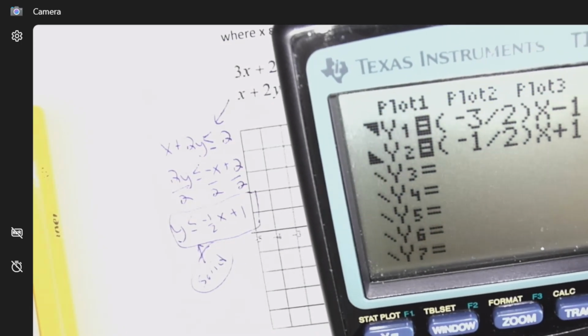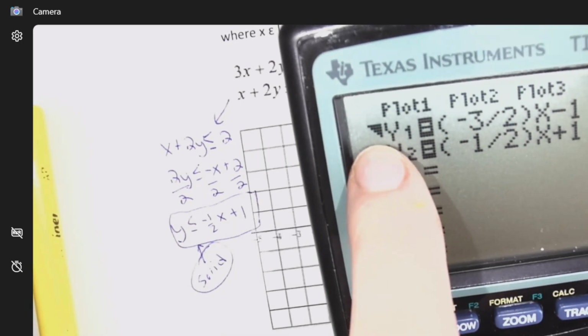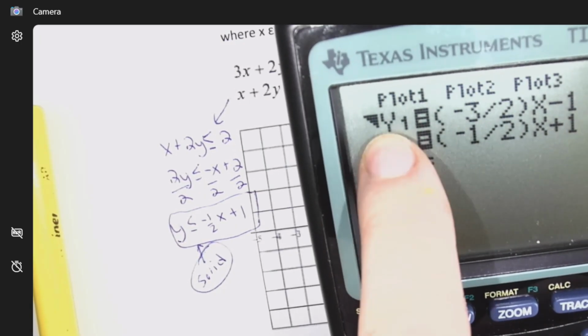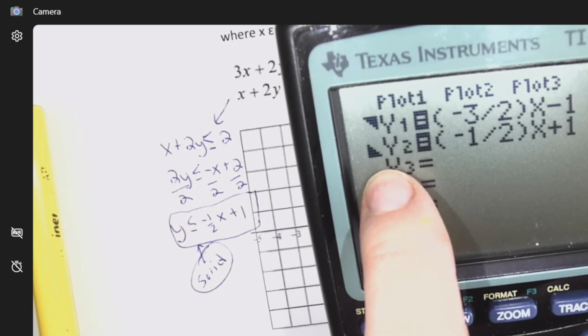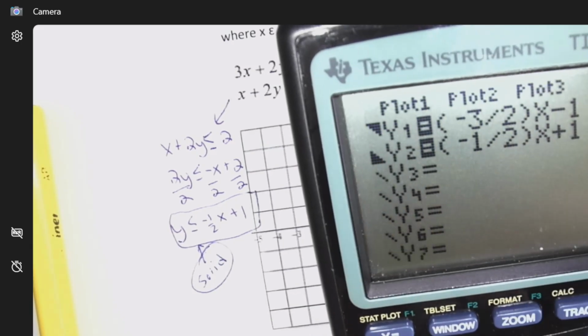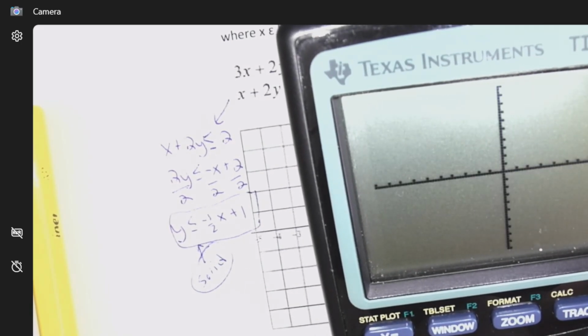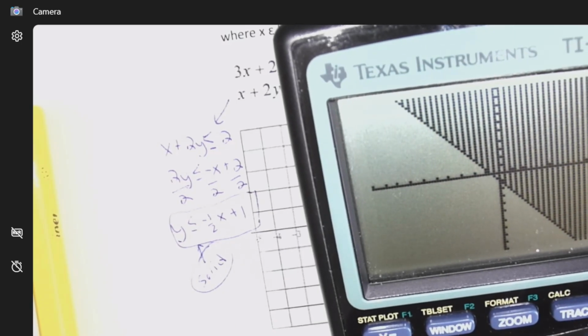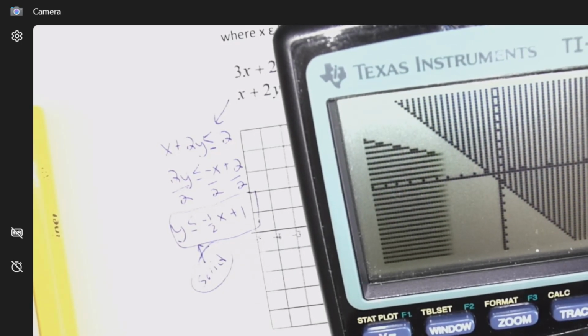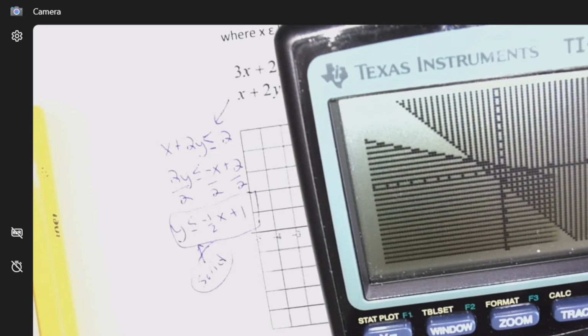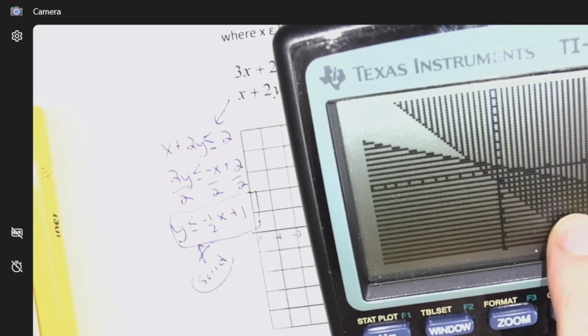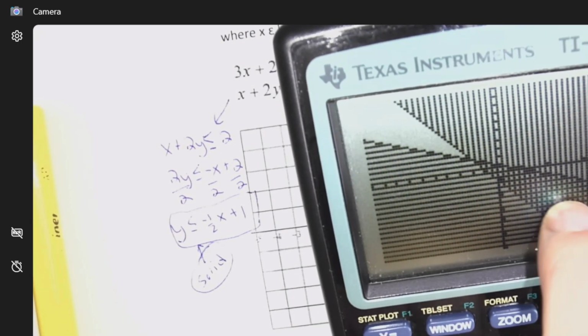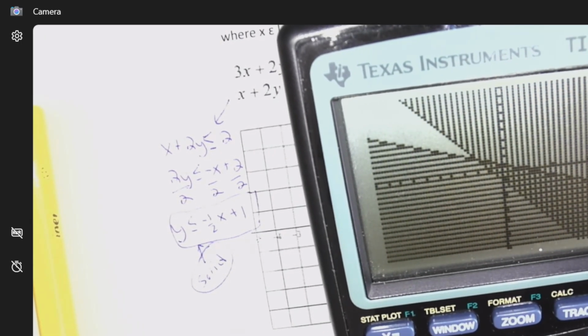Okay, how does your calculator look with this? I got my little symbols over here. This is the greater than, this one's less. That's good. Graph. Okay, so here's the solution. It's this double shaded zone, kind of a little triangle shape.